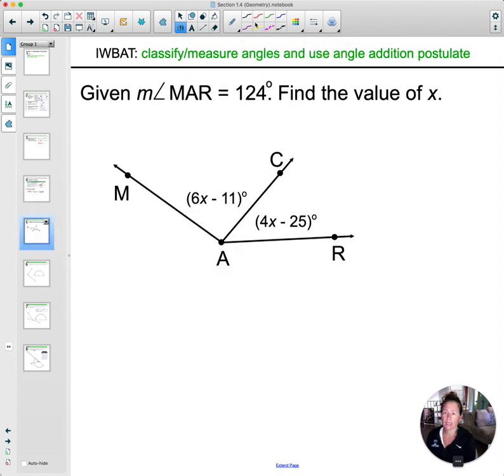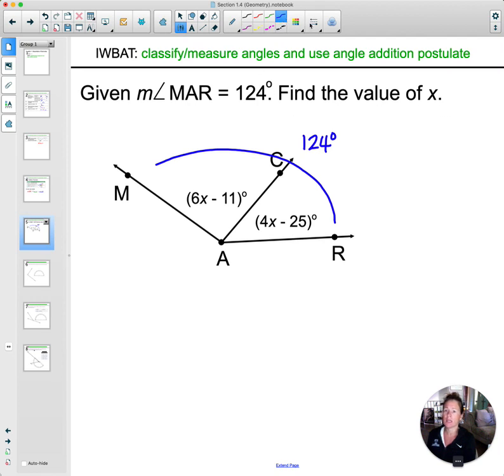So let's take a look at a couple examples here. Given, and now you're going to have to make sure you can find this angle. Given the measure of MAR, so when you go to the diagram, just put your finger on here and follow from M to A to R. That's the angle we're talking about. So MAR is this whole angle. This whole angle is 124 degrees. Now it says find the value of X.